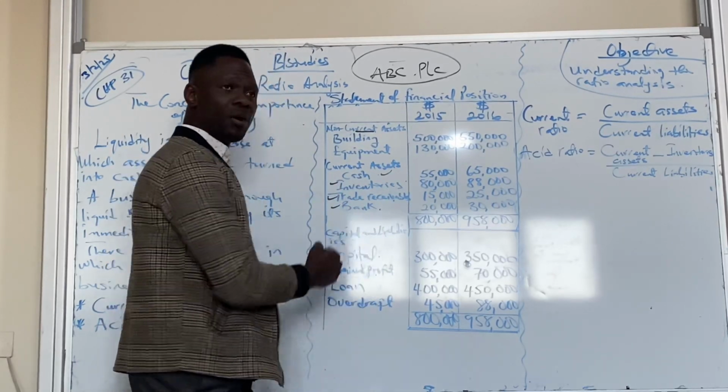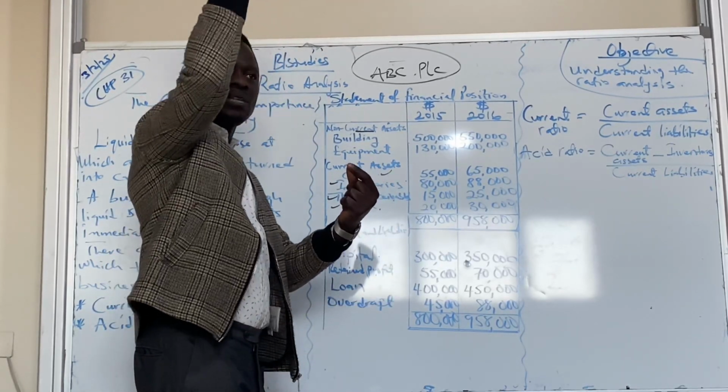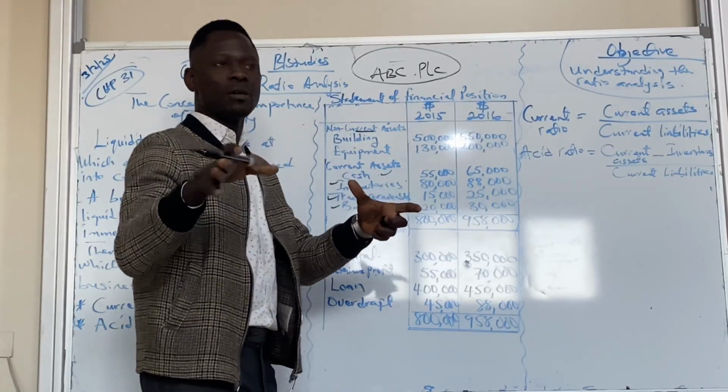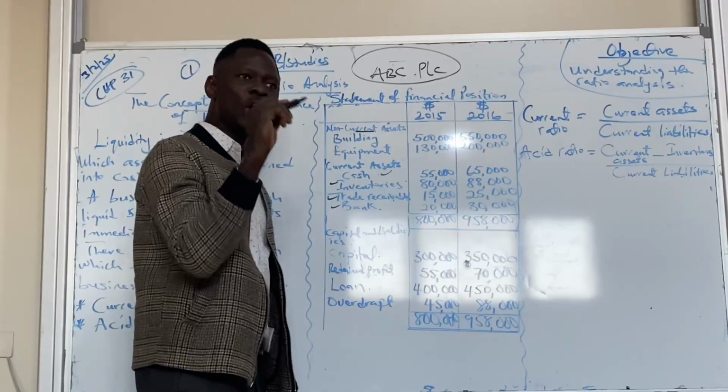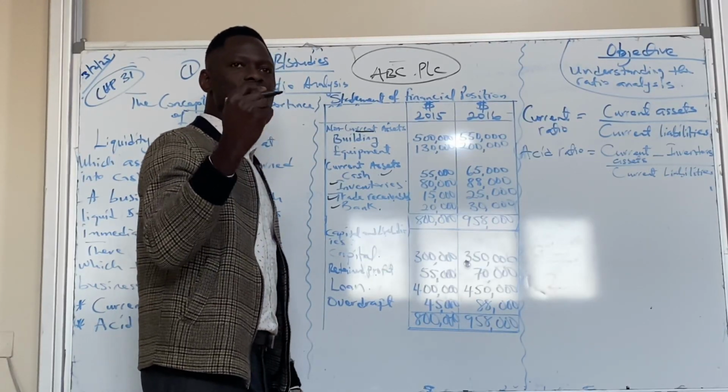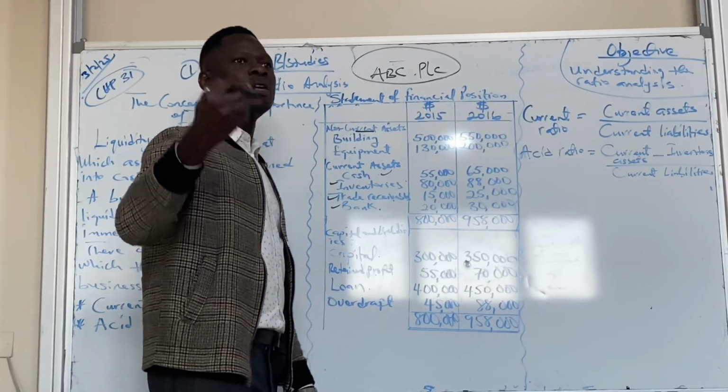We have retained profits, the profit we make from our statement of profit or loss in terms of what we sell. Then we have a loan, a bank loan. A loan is a non-current liability because it is expected to be paid after more than a year.